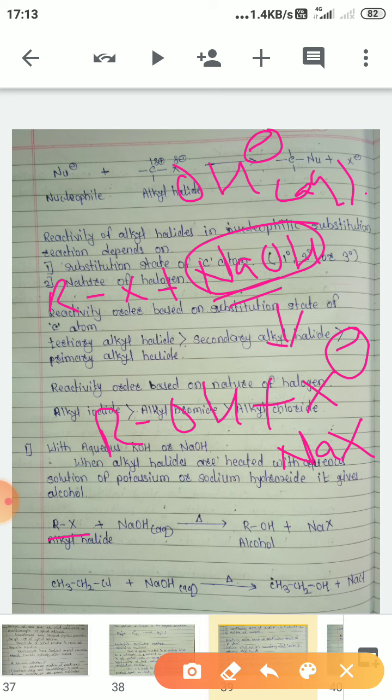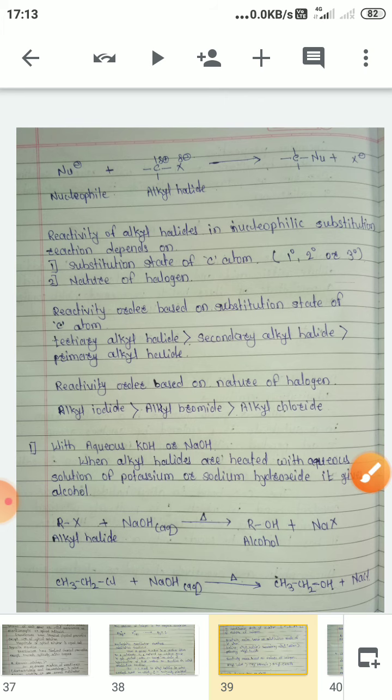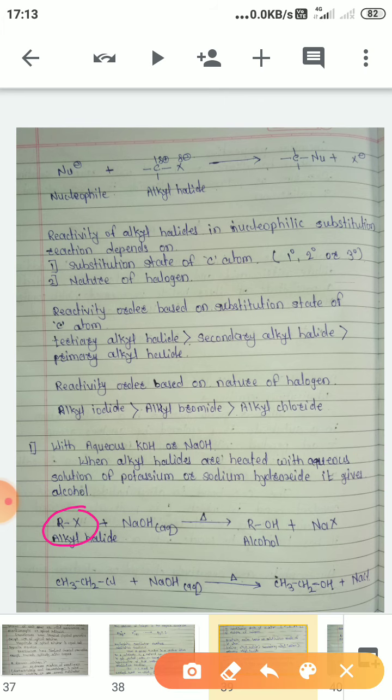With sodium hydroxide we get alcohol plus sodium halide. If we use KOH, we get the same alcohol, and the only difference is KX, potassium halide. As RX is the general representation, we can take any alkyl halide here: methyl chloride, methyl bromide, methyl iodide, or ethyl chloride, ethyl bromide, ethyl iodide, or any higher alkyl halide, and we will get alcohols plus NaCl.